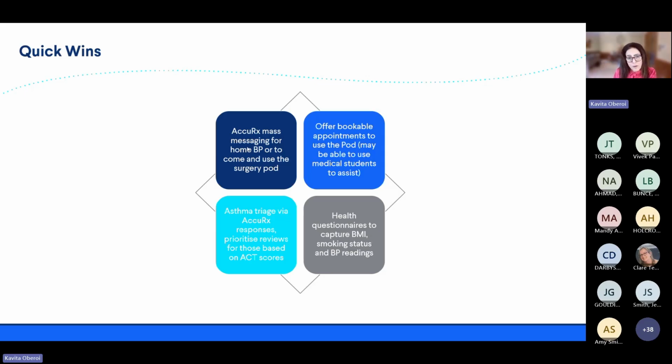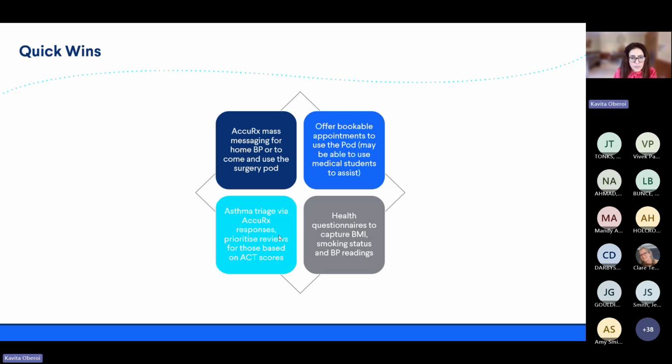Can you use AccuRx for messaging for home BP? If you've got a surgery pod, can that be used? You might be offering bookable appointments. You might be able to use medical students to assist there.